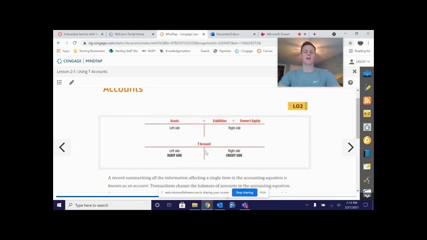This is a T account right here. It's called a T account because it looks like a T, plain and simple. Each different account will have a T account, so there will be a cash T account, an accounts payable T account, owner's equity T account, so on and so forth.